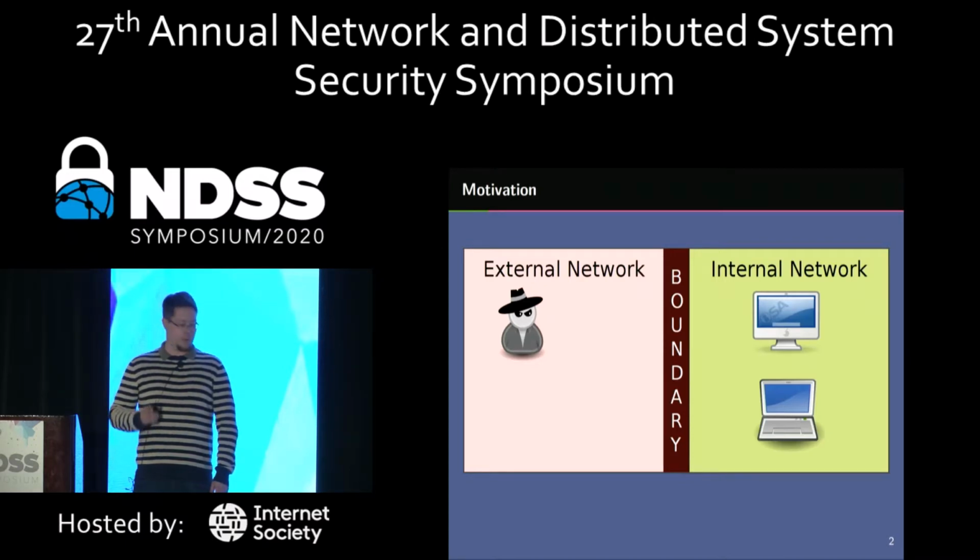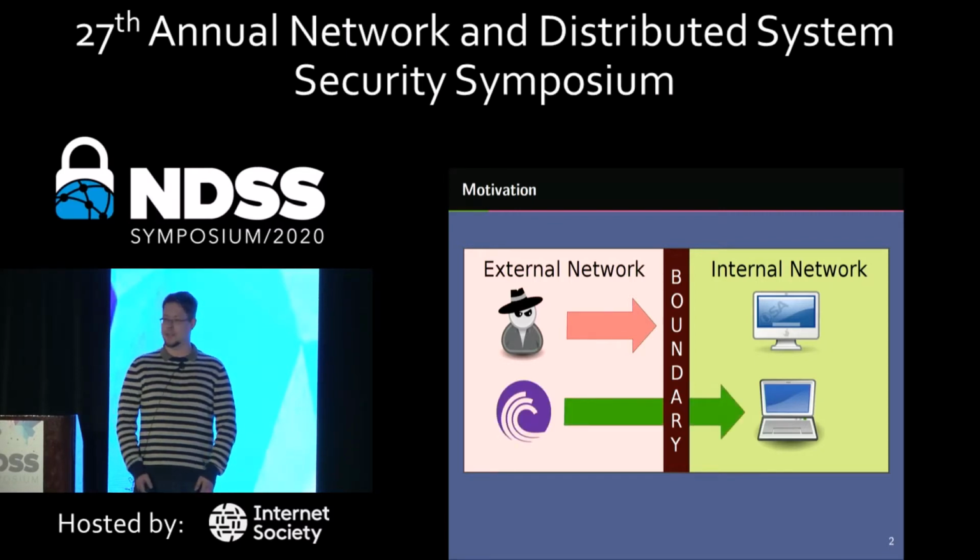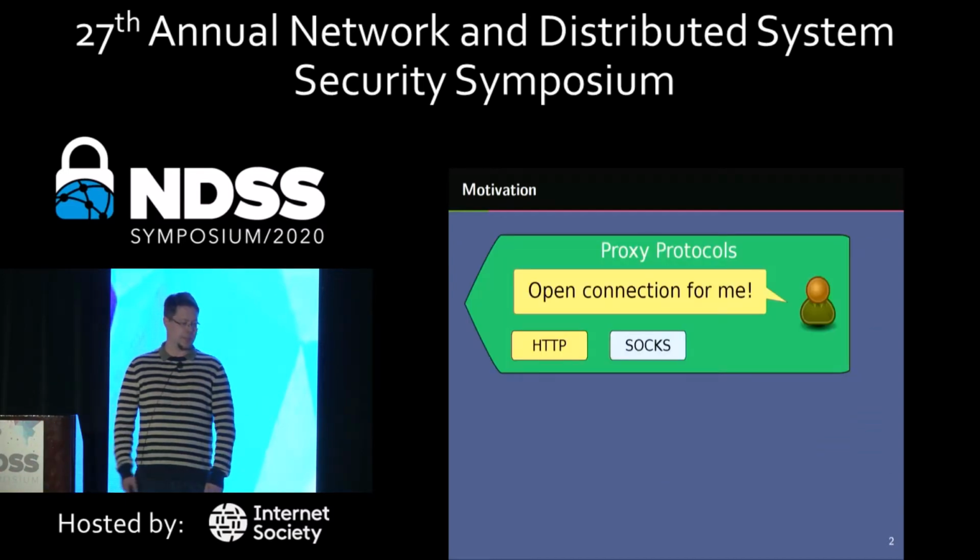So in case of an external adversary, this boundary will stop, for example, network scans. However, in some cases, it is necessary that an external entity can contact our internal hosts. For example, BitTorrent requires in its active mode that someone from the internet can connect to your client. So that's the short motivation.